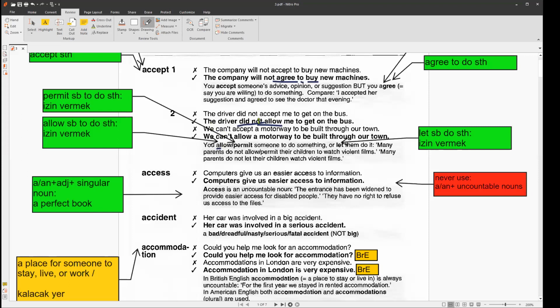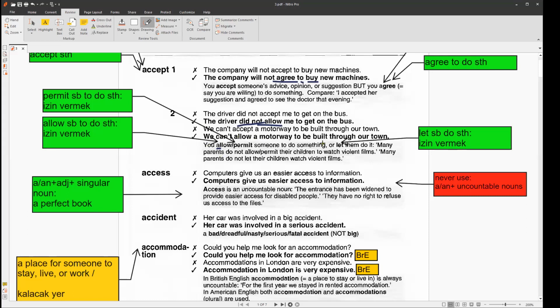The driver did not allow or did not permit somebody, me, to do something, to get on the bus. Allow and permit have the same format or pattern. Allow somebody to do something, permit somebody to do something. But the format of let is different. Let somebody do something, not to do something. All right. So whenever we are speaking about letting or permitting or allowing, we use these ones. We never use accept. Didn't accept is wrong in this case.